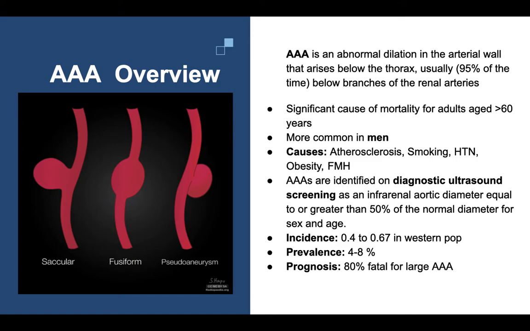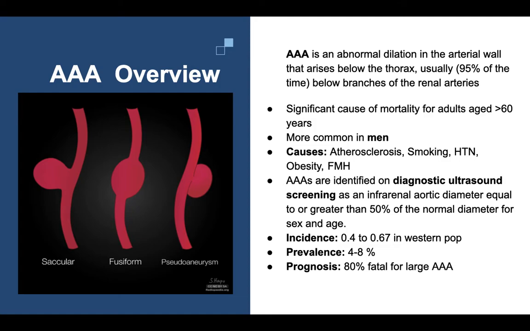So, a general overview of abdominal aortic aneurysms. There are different types. So, you have saccular, fusiform. You even have false aneurysms called pseudoaneurysms. Essentially, there are just different sizes of aneurysms. But what they all share in common is that it's an abnormal dilation within the arterial wall that arises below the thorax. And most of the time, these aneurysms are below the branches of the renal arteries. So we most of the time call them infrarenal aneurysms.